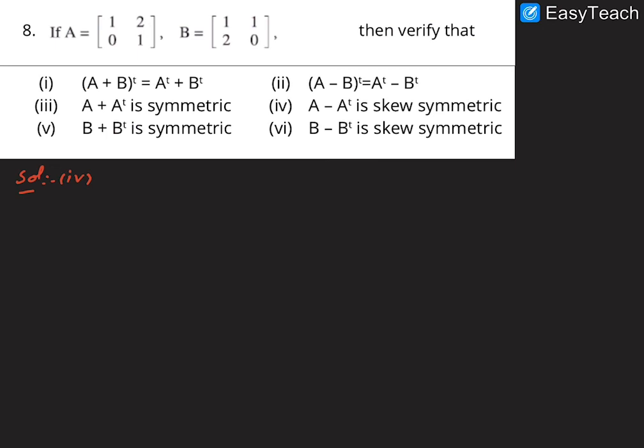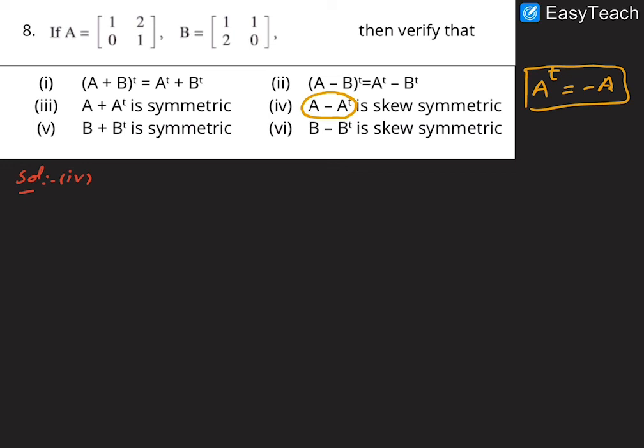Next is part 4. We need to prove that A minus A transpose is skew symmetric. So what is the definition for skew symmetric? If A is a matrix and its transpose is equal to negative of A, then A is said to be skew symmetric. Keep this definition in your mind.